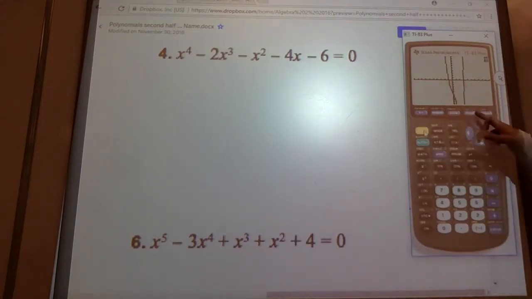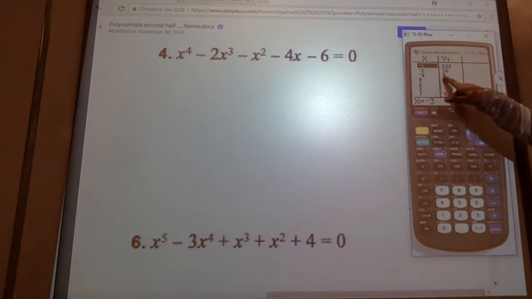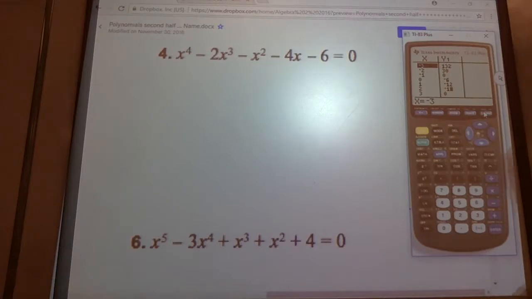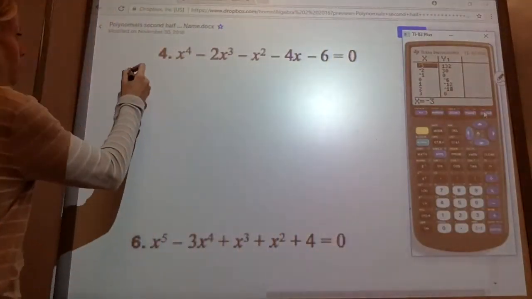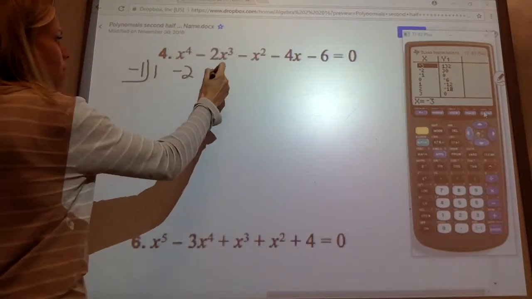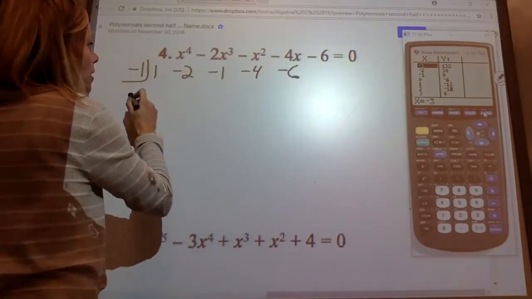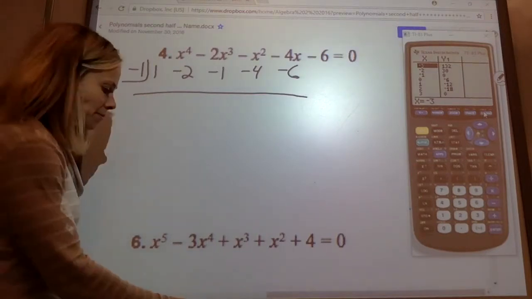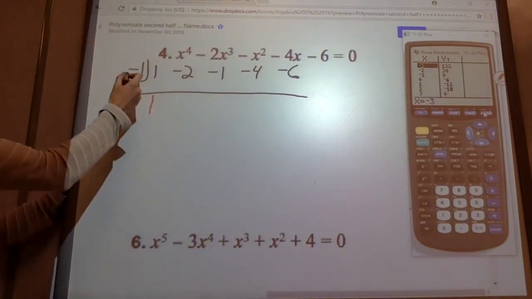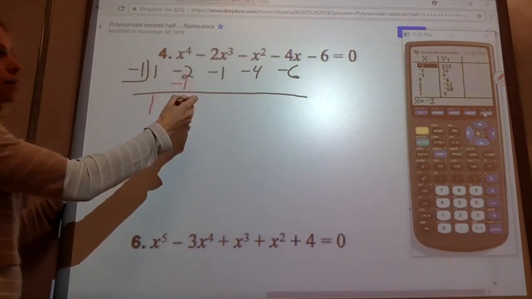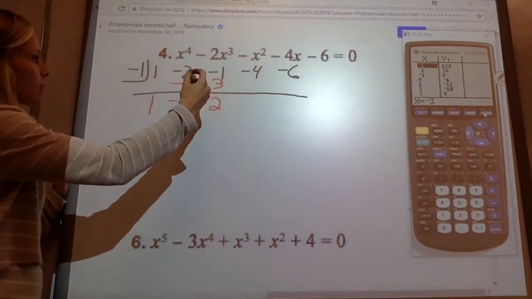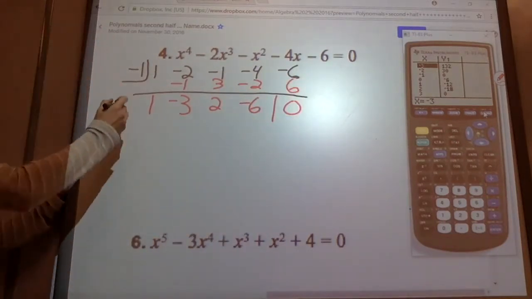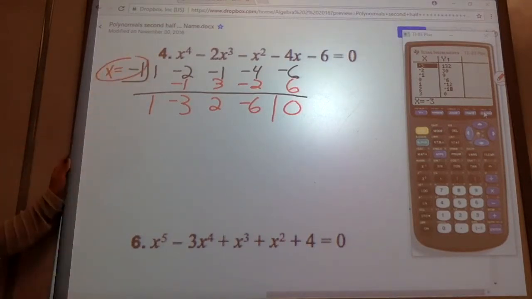-1 and 3, and I can double check that, right? -1, yep, it's 0. 3, yep, it's 0, right? Double check. So which one do you want to do first, -1 or 3? Okay. Does it matter which one you do first? No, it does not matter which one you do first. So bring down the first term, multiply, add, multiply, add, multiply, add, multiply, add. 0 is my remainder, good. X equals -1, that's a root, good.